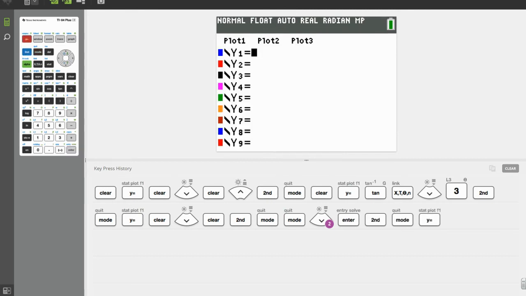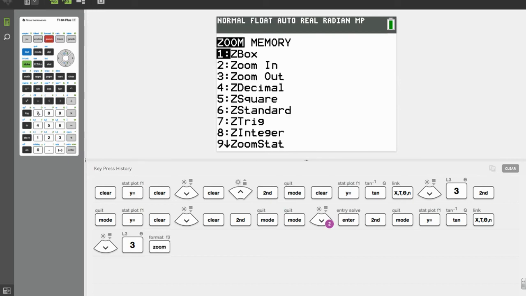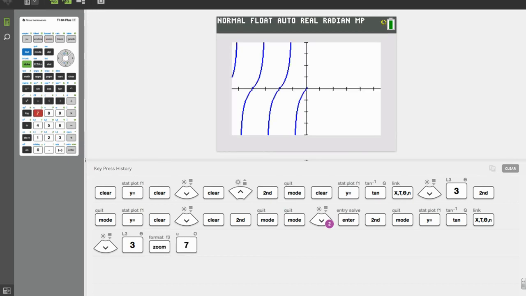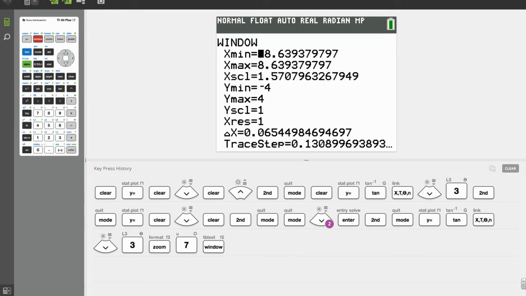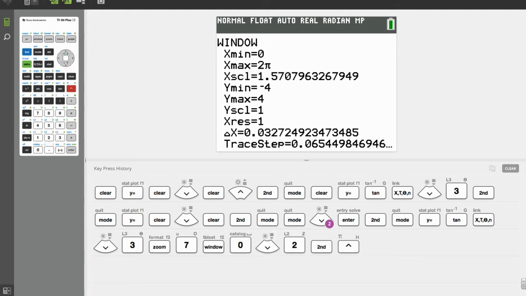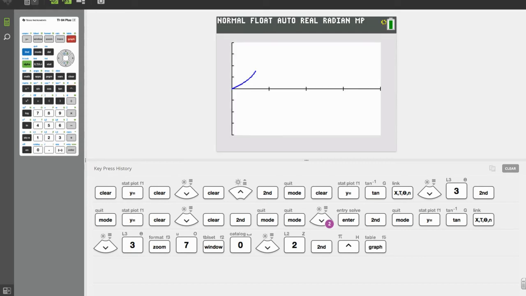Then we're going to go to y equals. We're going to enter the tangent, and we're going to enter the right side of the equation, which is 3. And we'll do zoom trig to look at this graph, zoom number 7. And that gives us a good starting point. We're being asked to solve this graph between 0 and 2 pi, so I'm going to go to window, and I'm going to change my x values from 0 to 2 pi. And now I'll look at the graph.